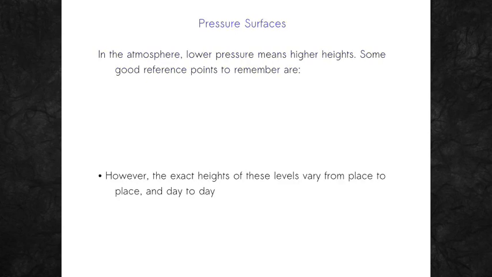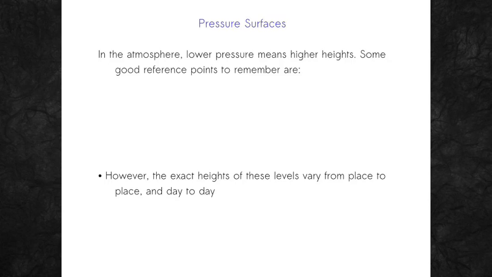So to get started with this idea of pressure surfaces, let's first just review the notion that as we go upwards through the atmosphere, the pressure decreases with height. We know that no matter where we are, if we go upwards through the atmosphere, pressure is going to be dropping. Down near the ground or near sea level, it's more like 1,000 millibars. And as we go up, pressure decreases and decreases and decreases.